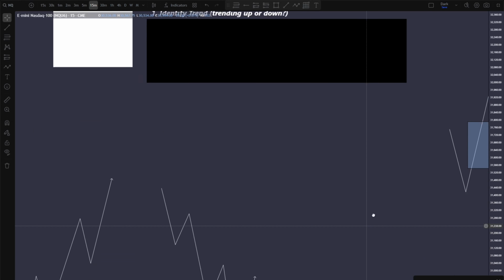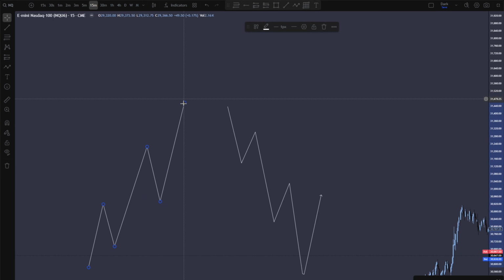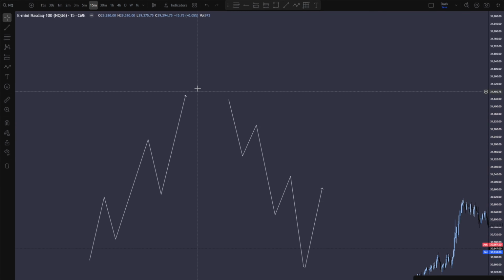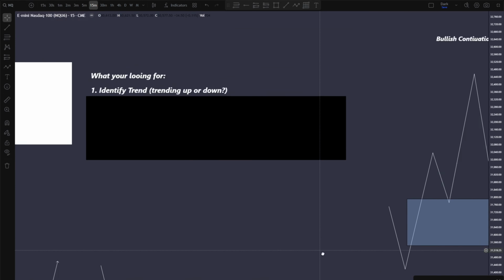Because if we're bullish, obviously we're not going to be taking shorts because these shorts are probably just retracements to then move higher and continue the trend, right? So we're looking for that continuation following the trend. And then same thing for a downtrend, right?